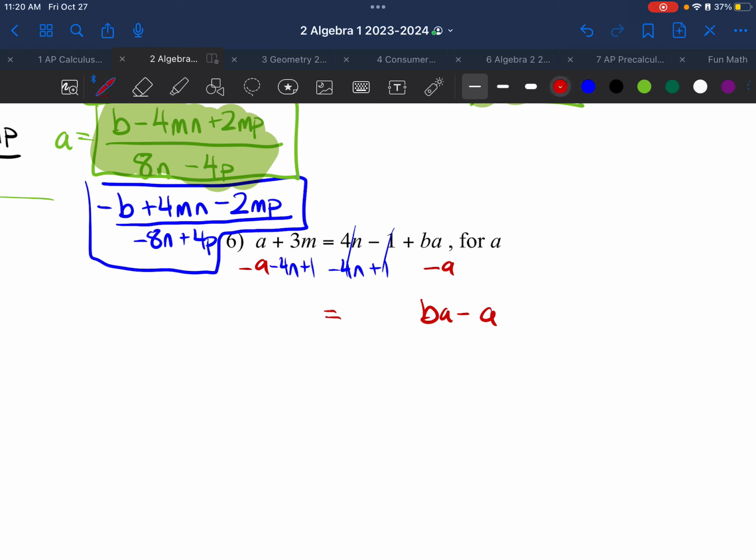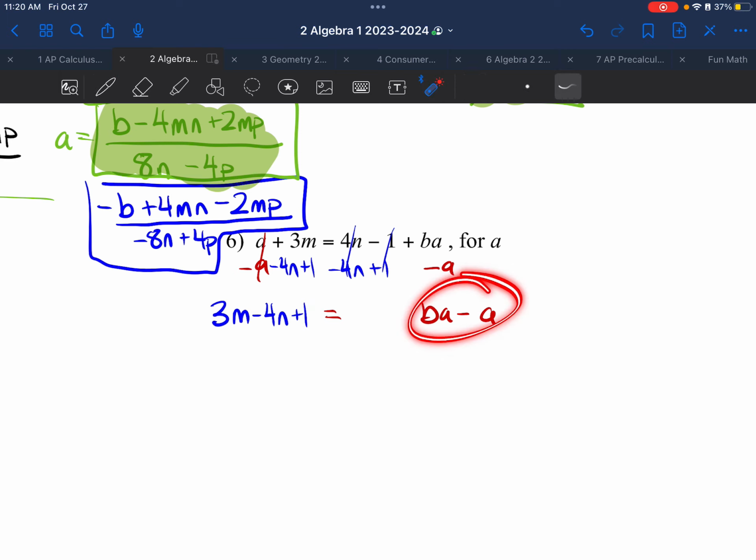So on the left-hand side, this A cancels out. I'm left with a 3m minus 4n plus 1. And that is going to be all equal to BA minus A, which we can move over here to the left. All right, so we got all of our A terms on one side, all the non-A terms on the other. That's kind of the first step. We don't have any fractions to undo. That would have been probably the first step.